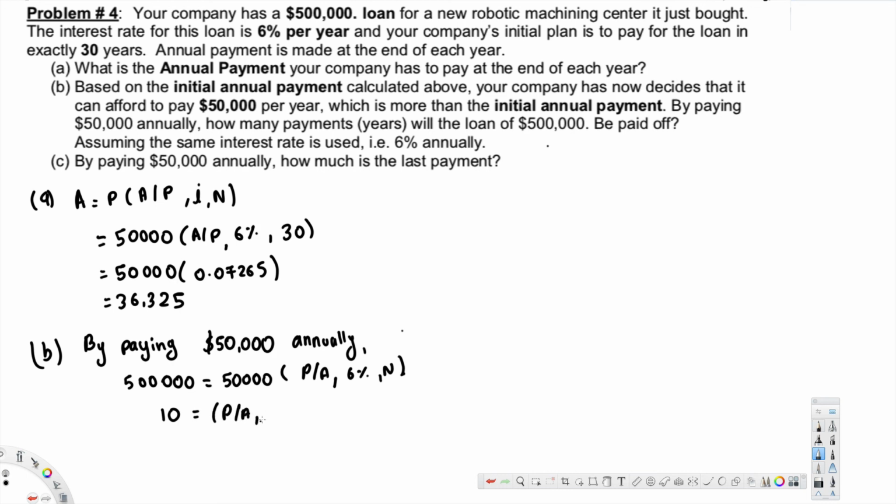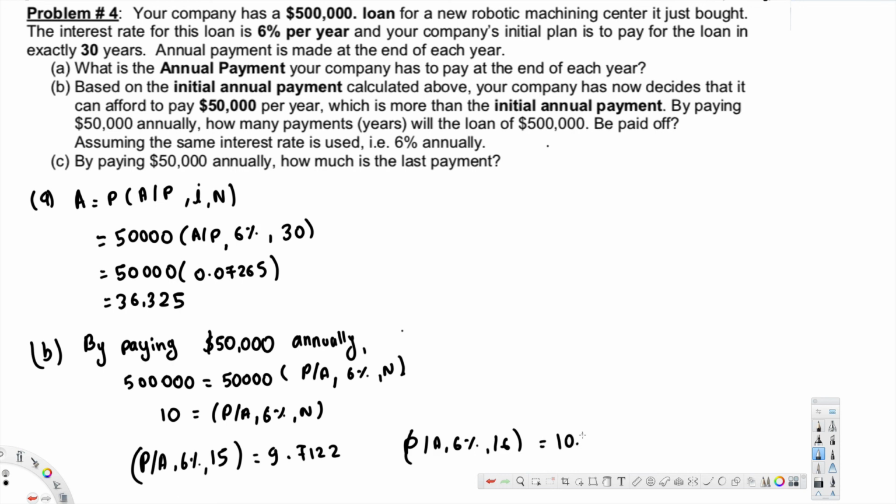So (P/A, 6%, N). Here what we do is we look at this value. What is the value nearest to 10? And if you look from the table, you will see P/A 6% 15 is 9.7122, and also if you notice the value below, P/A 6% 16 is equal to 10.106, and from this one you can clearly see 16 is very close to 10, right? So that's the answer. So the answer is it takes 16 years.